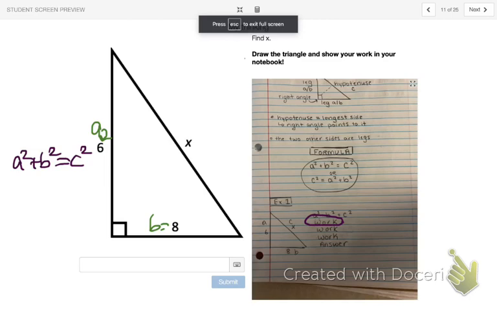Instead of writing a squared, I'm going to write 6 squared plus, instead of writing b, I'm writing 8 squared equals c squared. I actually don't know c, so I'm going to leave it as c squared, or you could even write it as x squared. It's up to you, whatever you prefer.